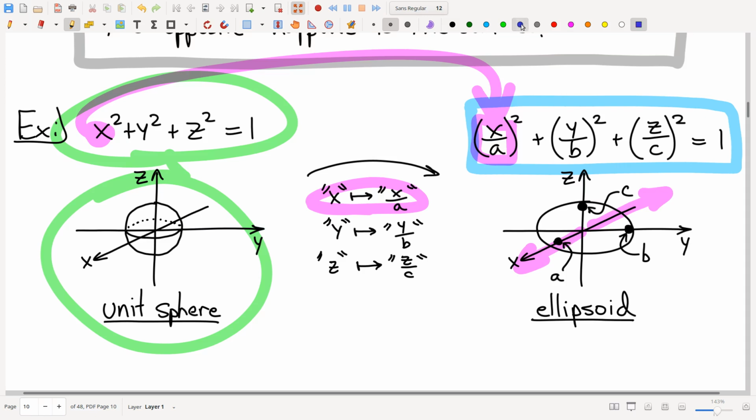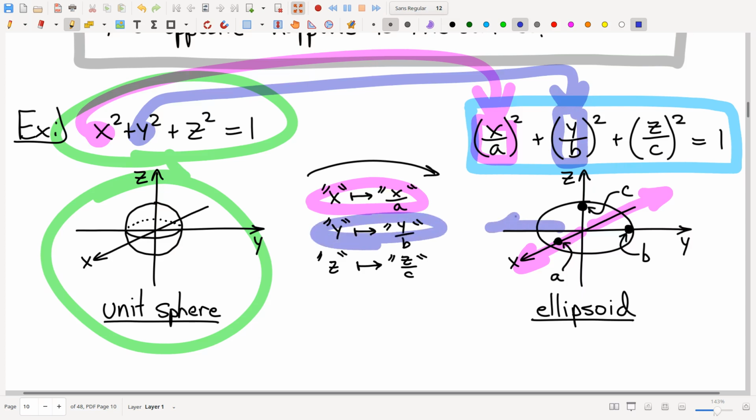And then likewise, notice my y gets replaced with y over b. That then is going to involve stretching in the y direction by a factor of b. And z by z over c, again stretching in the vertical direction. So nice punchline then. Just looking at how these algebraic substitutions worked, I get to conclude that this is just a stretched out sphere known as an ellipsoid. Is everybody good?